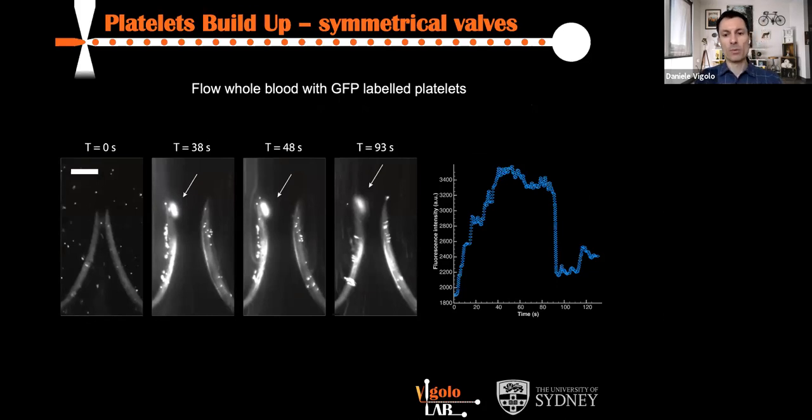So again, the accumulation seems to be preferentially at the tips of the valves, and what is also interesting is that after the formation of thrombus, in this case, this is really an accumulation of platelet-based thrombus. This clot detaches, and so this is obviously one big issue with DVT. Obviously, the detachment of clot is the most problematic situation for DVT.